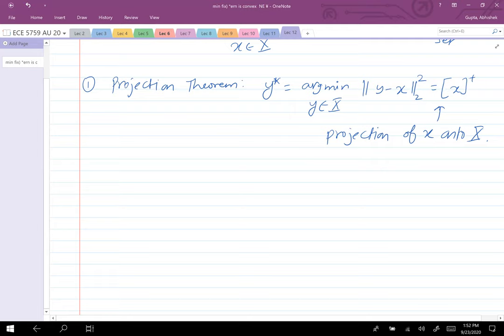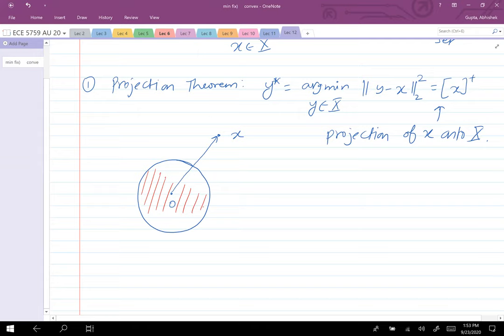Okay, so let me show you a picture. This is a circle. This is the center, let's say it's the origin. And I have a point X. And I want to find the projection of X onto this circle. Which point on the circle do you think is the closest point to X? That's the point that will solve this minimization problem over the sphere. So I shouldn't say circle, I should actually say sphere. So everything is included in the set.